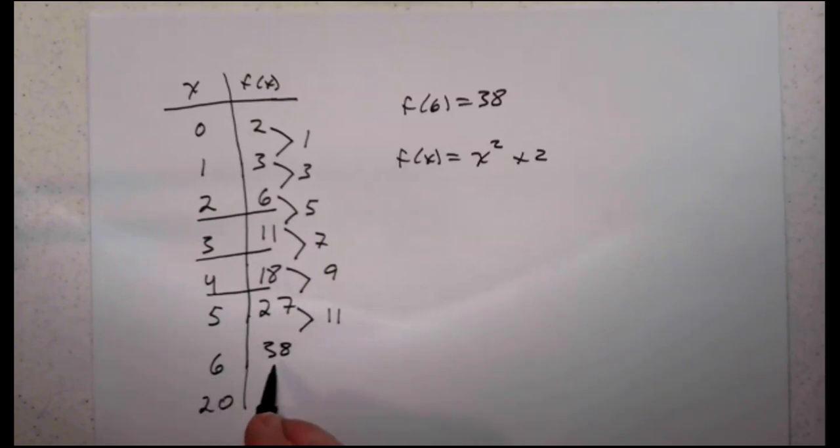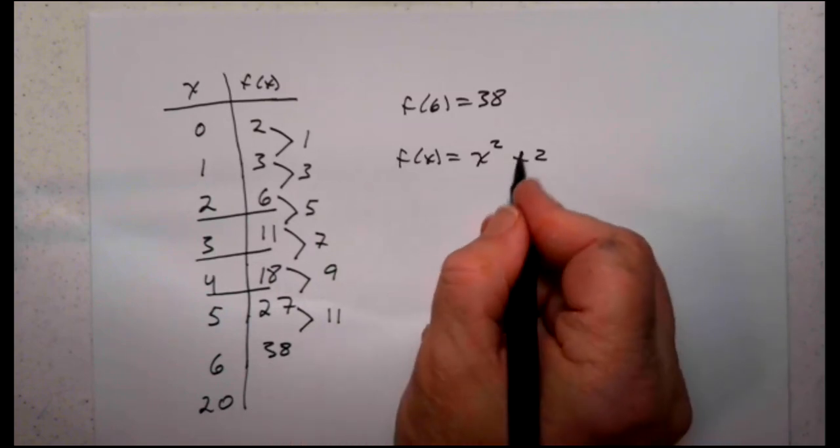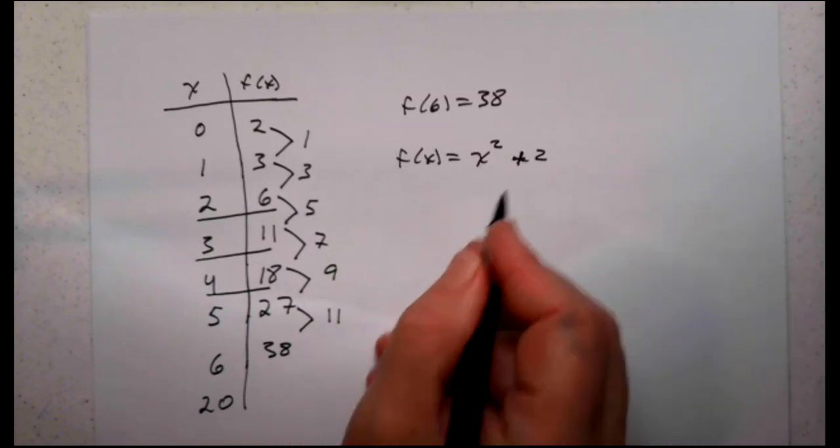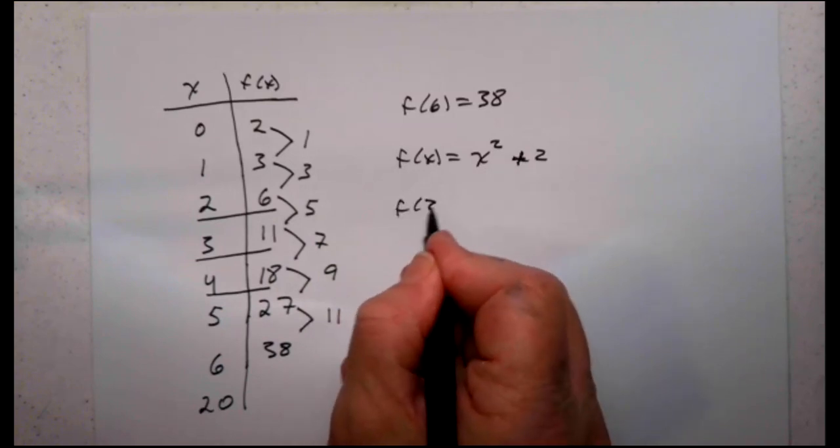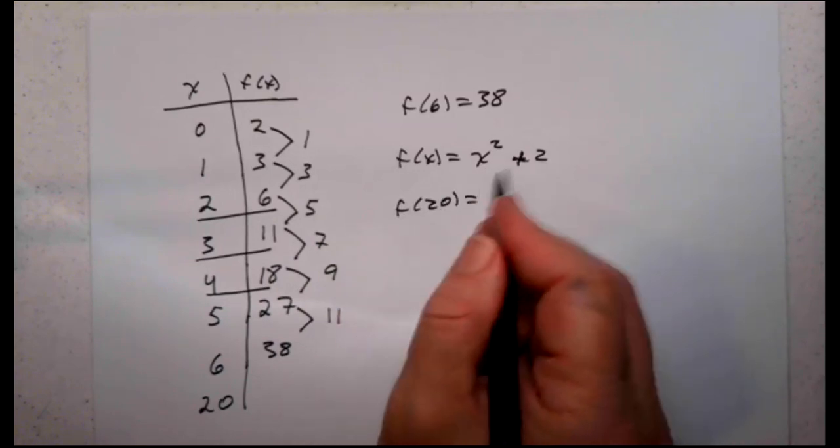So we've identified the pattern. By looking at this, we see that the value of the function is the input squared plus 2. So if I want f of 20 or anything else for that matter, I can find it using this rule.